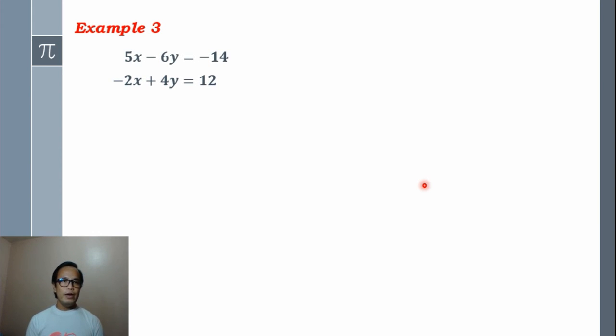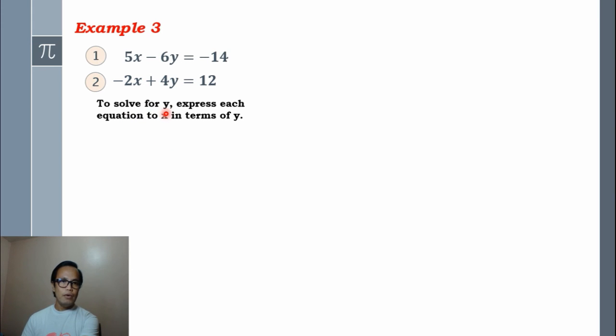So we have 5x minus 6y equals 14 and negative 2x plus 4y equals 12. So we will set this one as equation 1 and this one as equation 2. The same process. For example, we need to solve for y. So again, express each equation to x in terms of y. For example, we need to solve for x, we have to express each equation to y in terms of x.